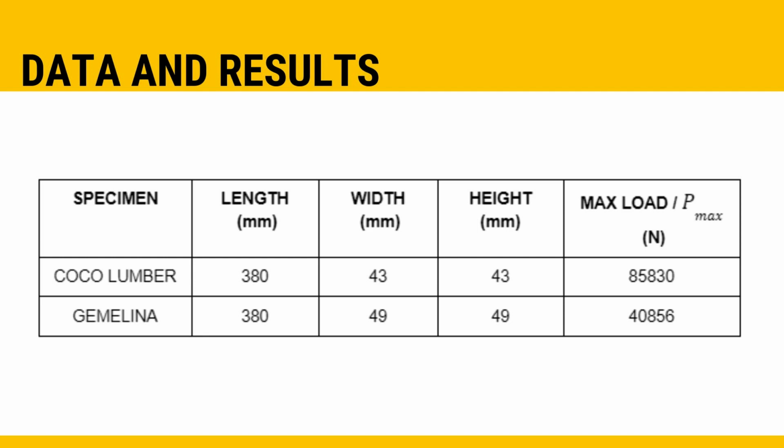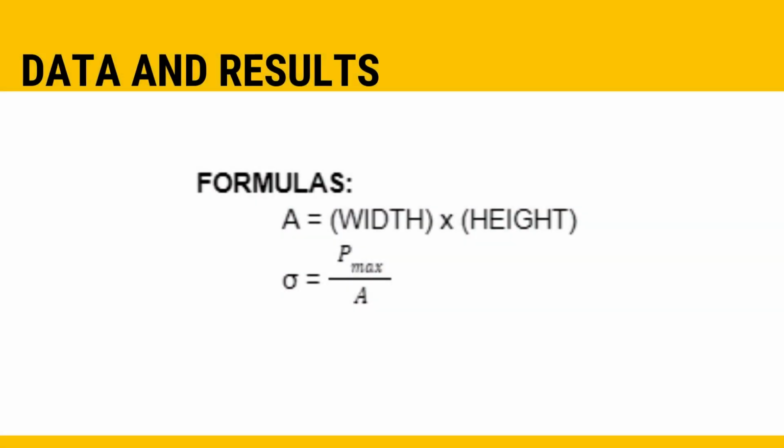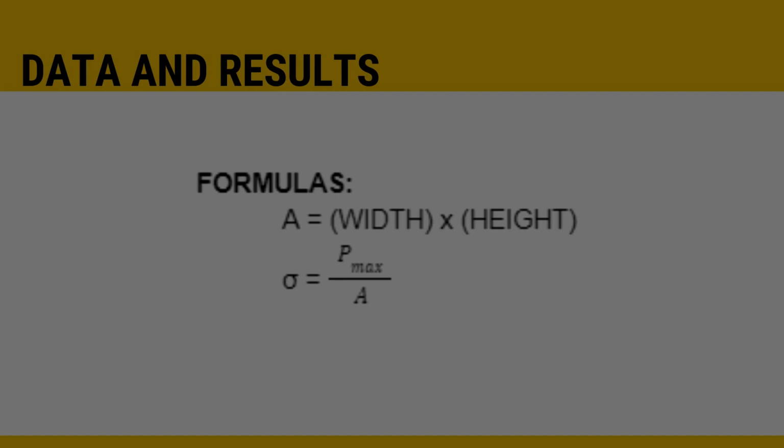The maximum load that was obtained using the universal testing machine is 85,830 Newton for Coco lumber, while 40,856 for Gemelina. So these are the formulas to be used. In getting the cross-sectional area, width is multiplied to the height of the specimen, and for compressive strength, the maximum load is divided by the cross-sectional area.